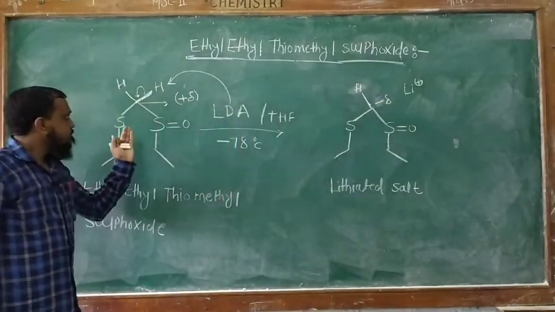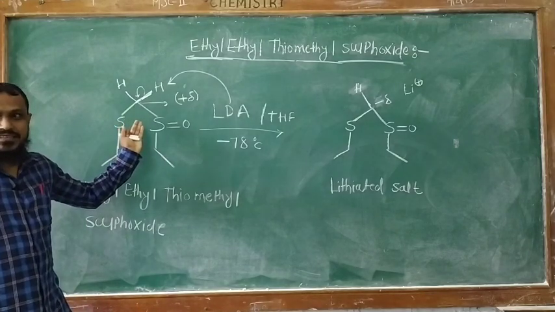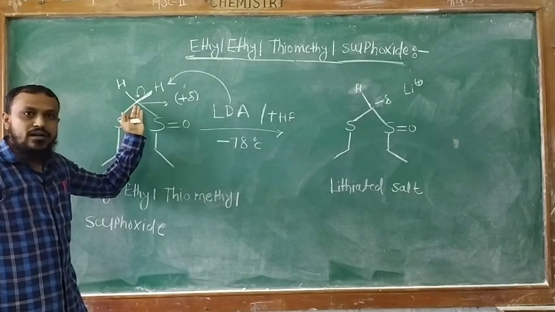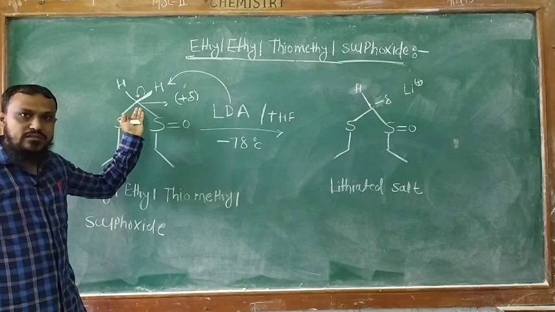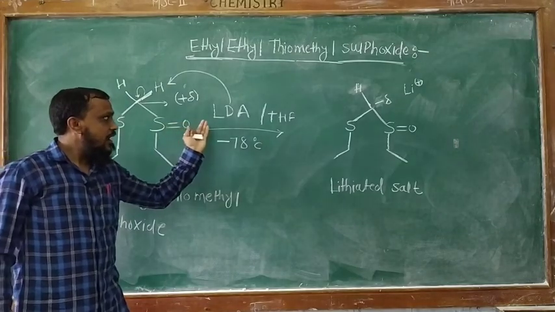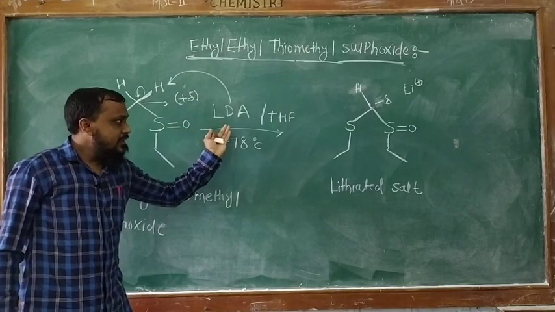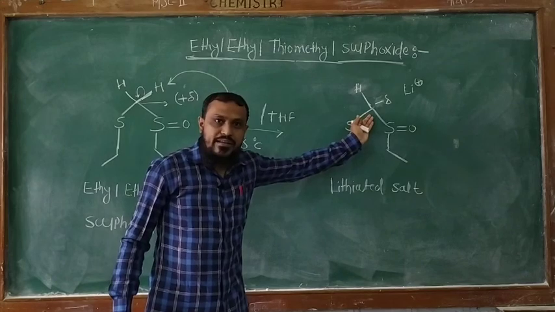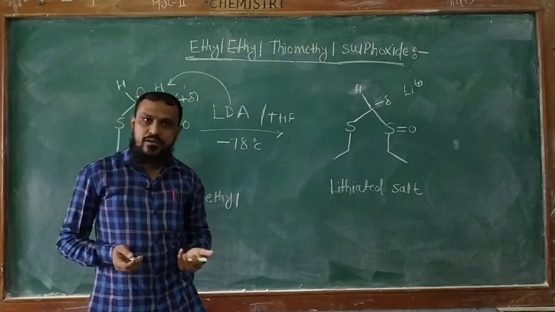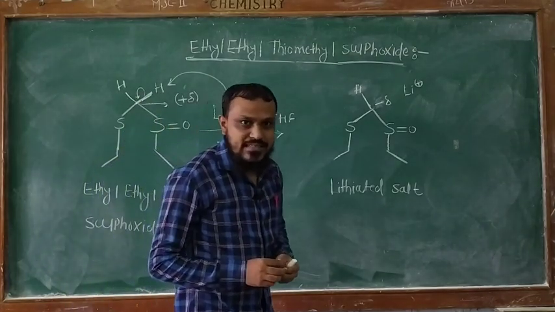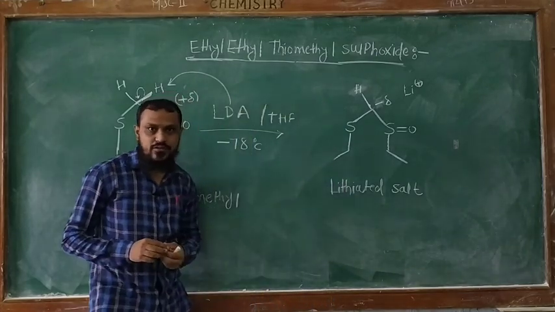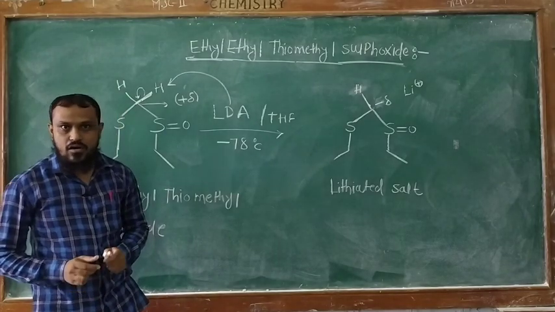Now look here, in the first structure of ethyl thio-methyl sulphoxide, the carbon atom has a partially positive charge. After the reaction with LDA, that carbon atom bears a negative charge. So here umpolung is observed. We know that umpolung is nothing but the change in the polarity of carbon from partially positive to partially negative. Okay. So here umpolung is observed.